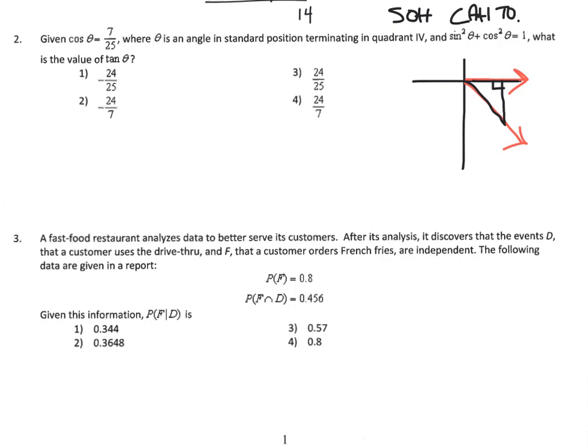SOHCAHTOA. Okay, we know that cosine is equal to adjacent over hypotenuse. So what that means is that this 7 here represents our adjacent side, and this 25 represents the hypotenuse.